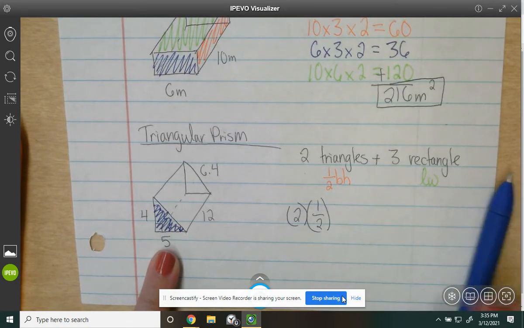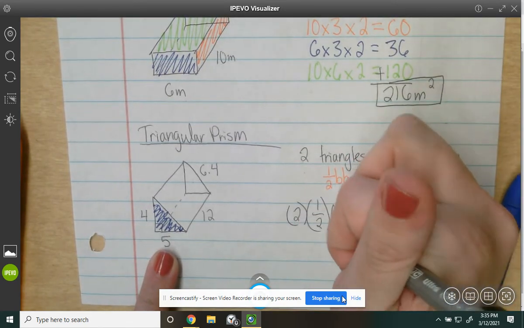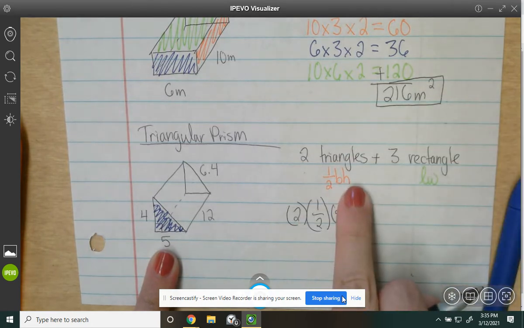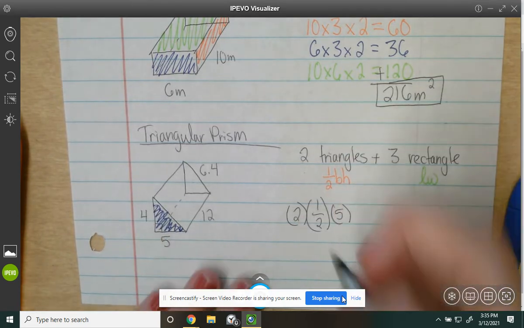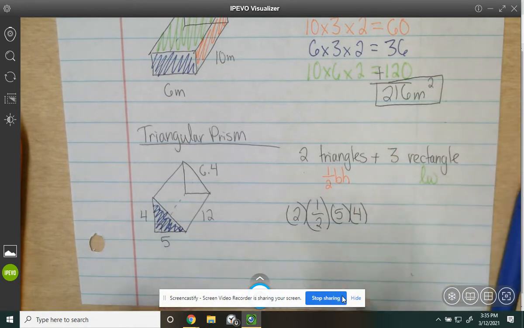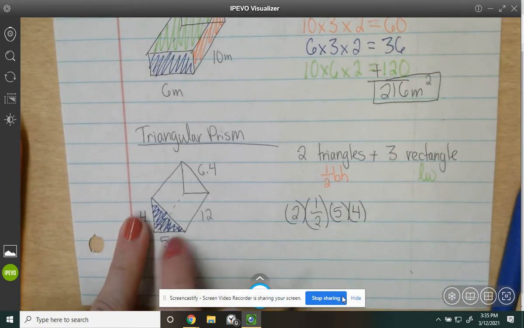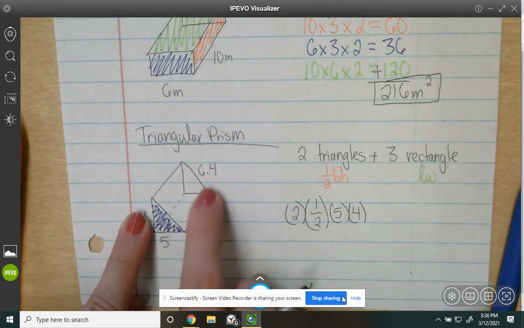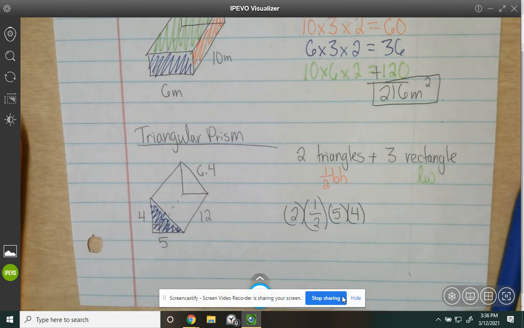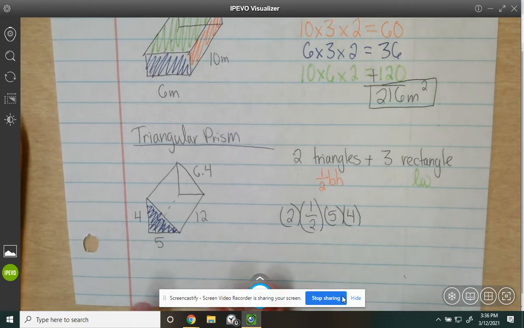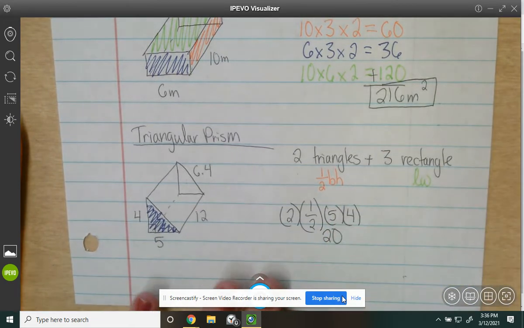Well, 5. 5's the bottom of it. What is the height of this triangle? Well, my height is 4. Your base and height on a right triangle always have to be sitting on the right angle. 6.4 is never going to be my base or my height because it's not even a straight edge. It's slanted. So go ahead and find out what that is. That would be 20.